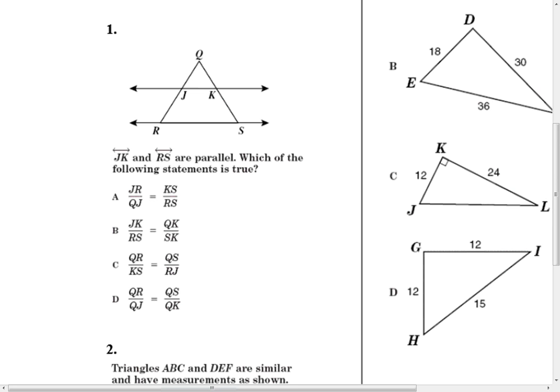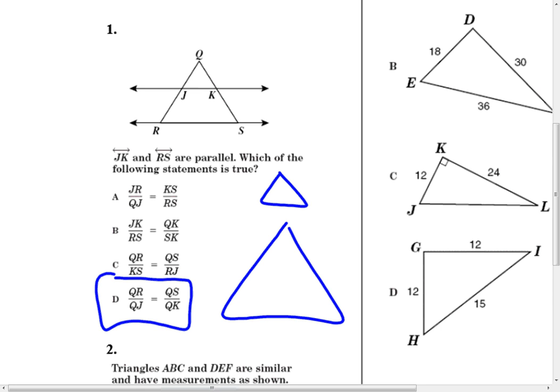This problem, what did you get for an answer? D? D is the correct answer. That's one way of looking at it. If I have a triangle within a triangle, I recommend that you redraw the triangles, show the letters on the vertices, Q, J, K, Q, R, S.